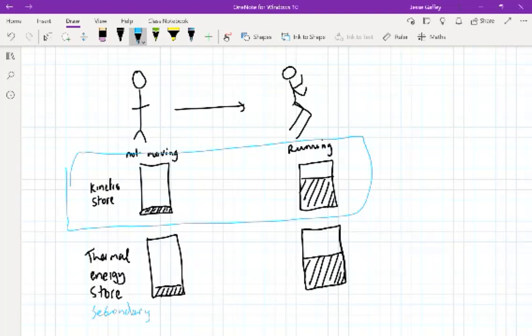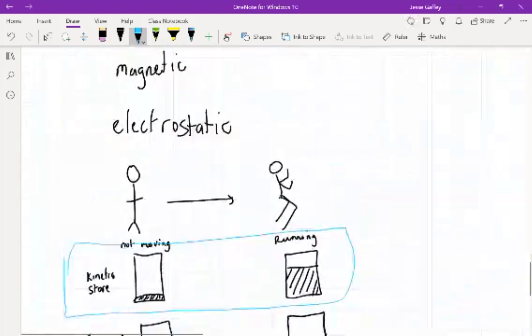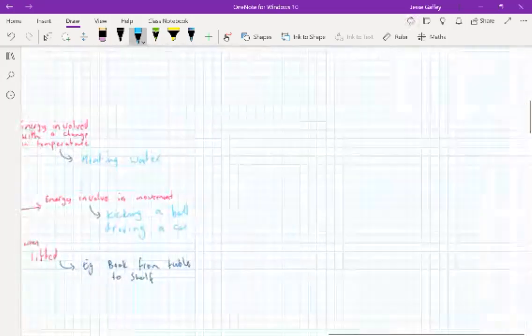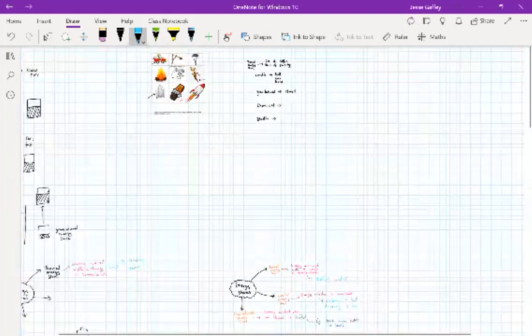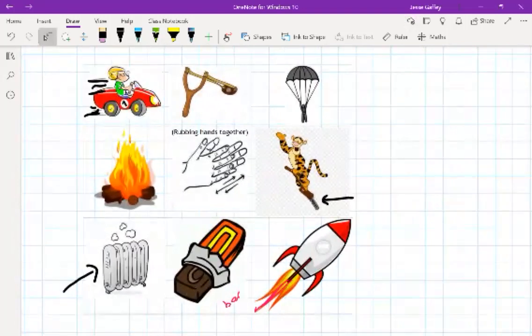Now it's still there, it's still happening, but it's not the main show. Okay, the main show is the kinetic store. Now what I want you to do in these pictures is list all the ones you can, but circle what you think are the main ones. Sorry, I've lost the pictures. Where have they gone? Oh, yeah. So list all the ones you can and circle what you think are the main ones. Pause the video and do that now.